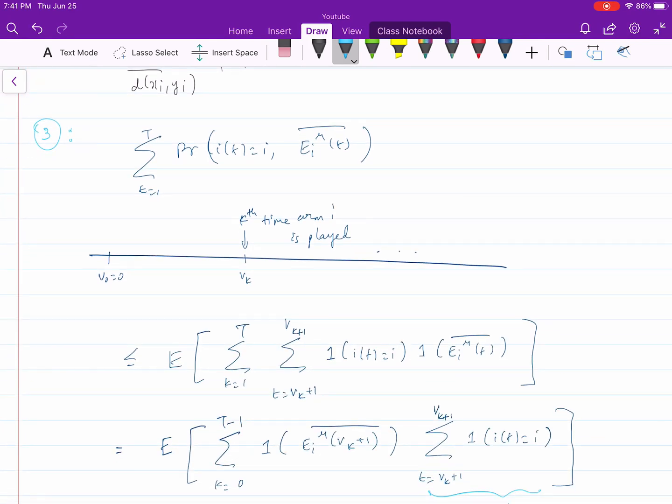So now we'll move on to the last, third summation. The third summation has just one event in it. Firstly, we can define a new variable which we'll introduce in this summation, called v0, vk. So we will set v0 as 0 and vk as the kth time the arm I has been played. So that is what this variable vk is representing. So we can upper bound this summation by this expectation.